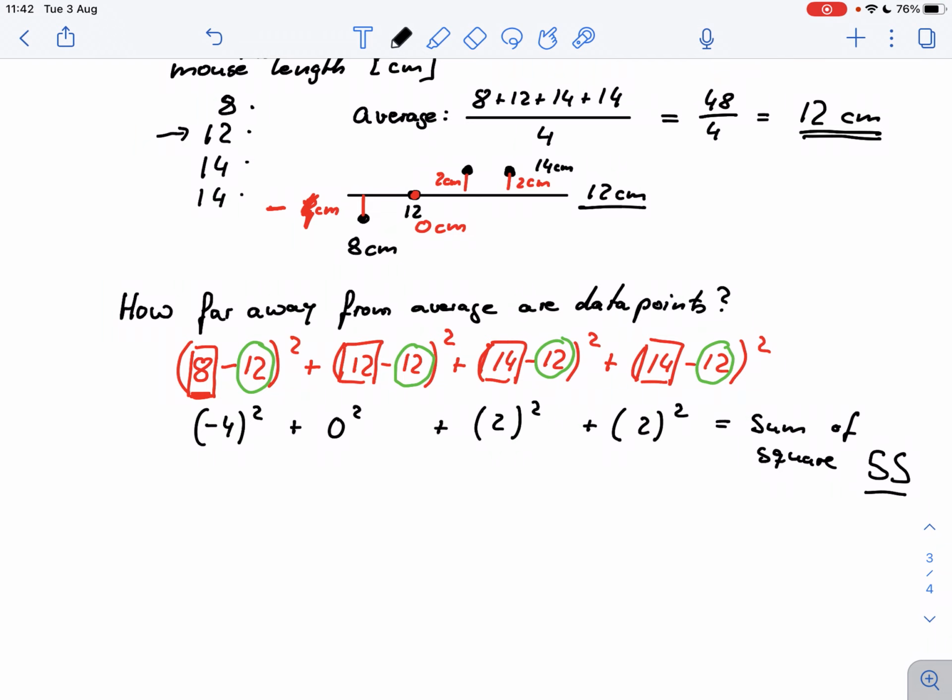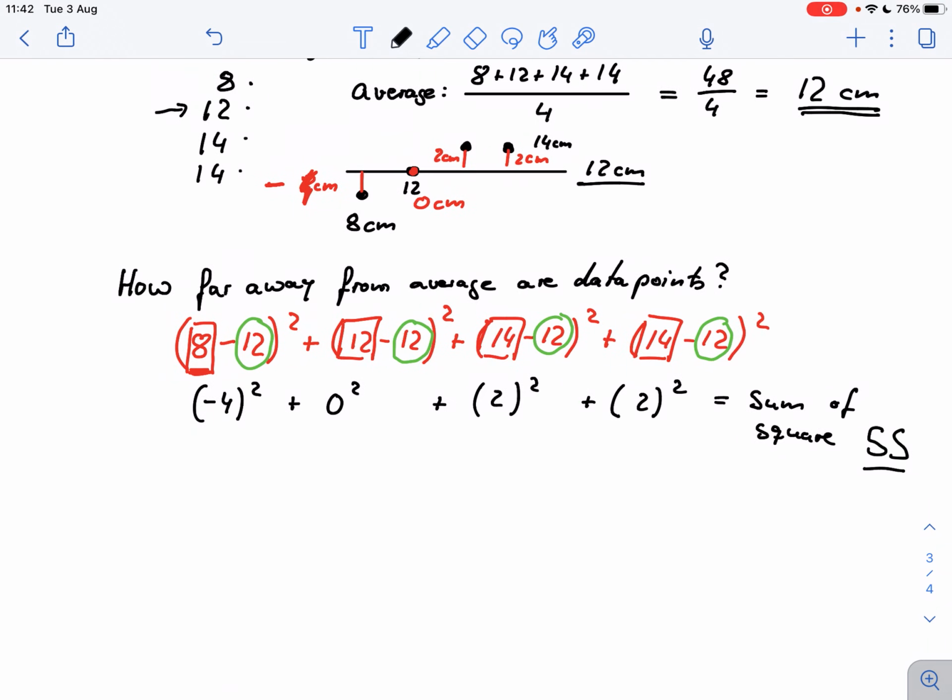So let's calculate our sum of squares. So negative 4 squared is 16, plus 0, plus 2 to the power of 2, that is 4, plus 2 to the power of 2 is 4. So here the sum of squares would be 16 plus 0, that's still 16, plus 4, that's 20, plus 4, that is 24. So 24, that's our sum of squares.